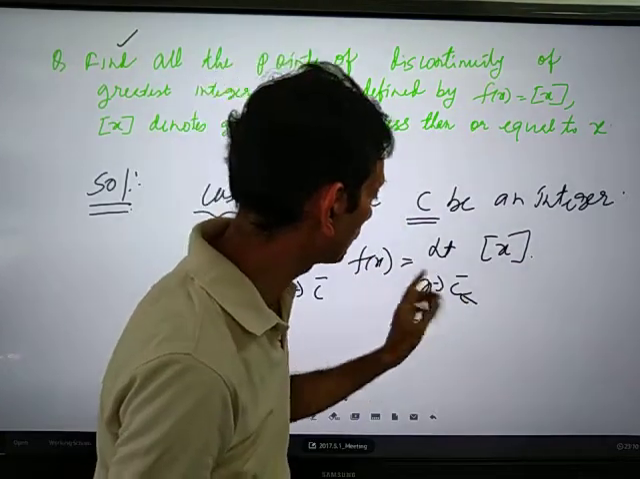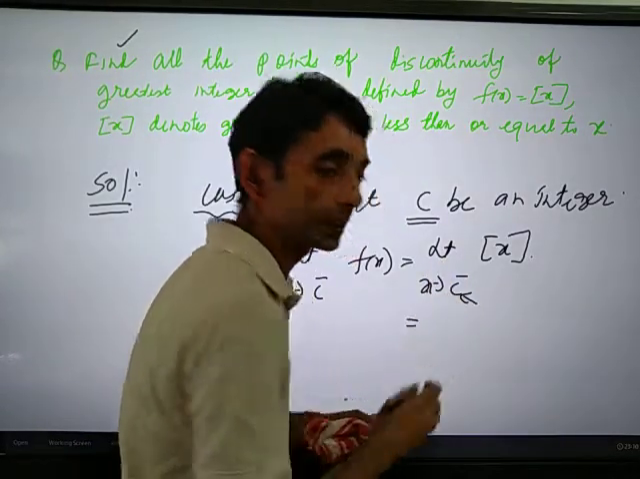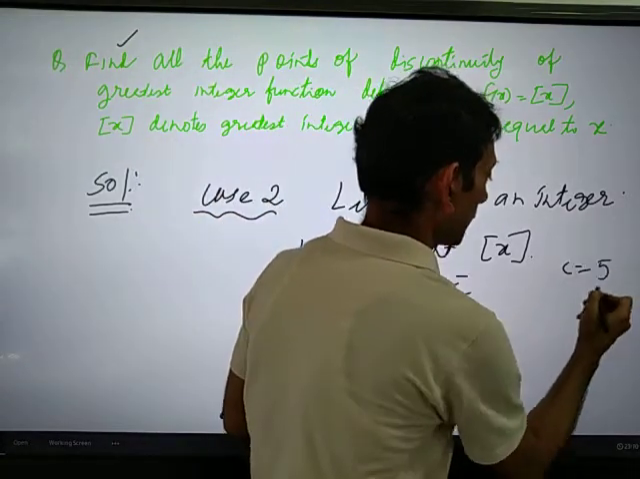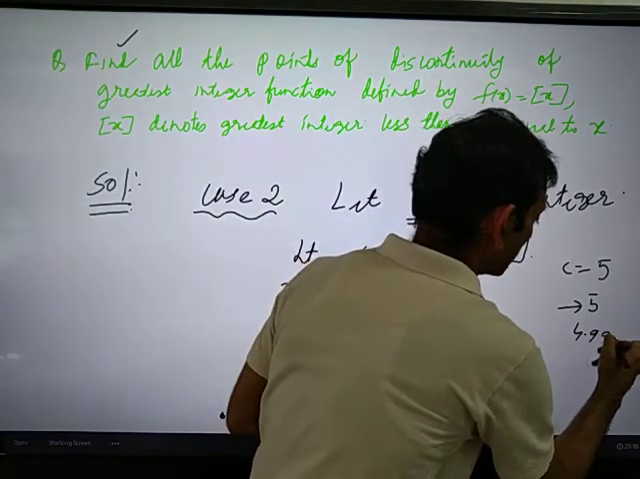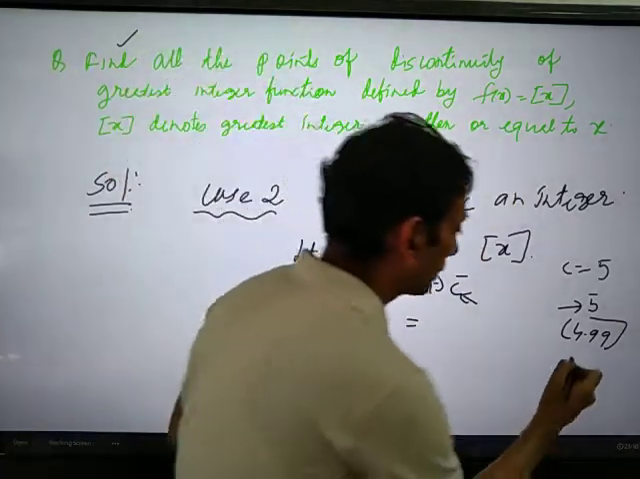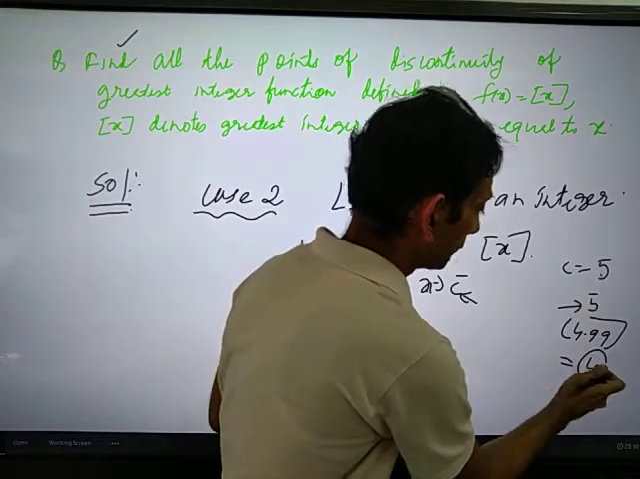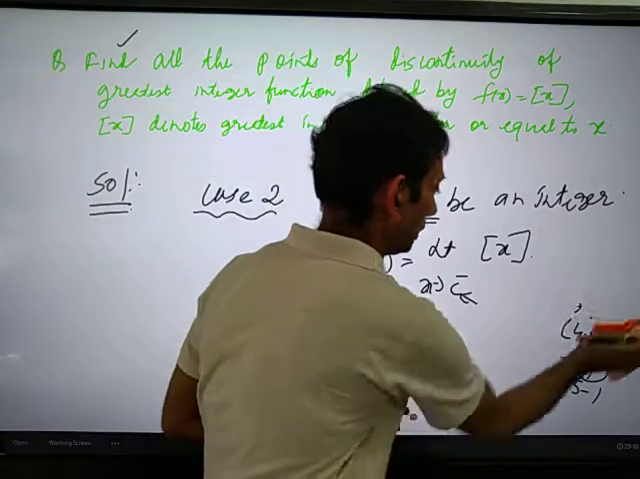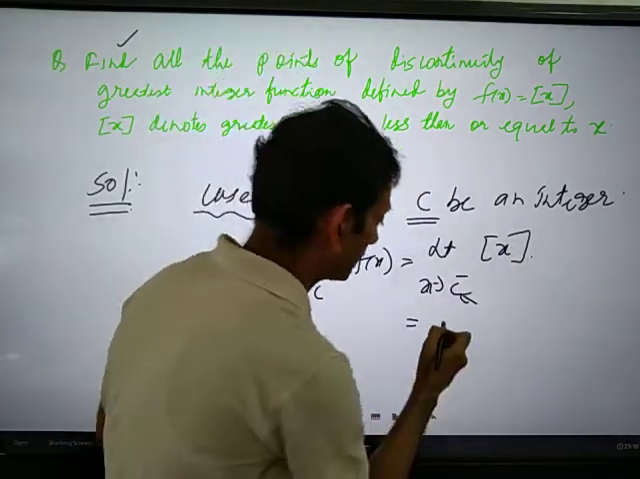If you approach c from the left-hand side, this value of x will be slightly less than the integer. Say for example, if you take c equal to 5 and approach 5 from the left-hand side, the value can be 4.99. Now what will be the greatest integer function of 4.99? It will be 4. Then how can this 4 be written in terms of 5? As 5 minus 1. So as x approaches c from the left, the greatest integer function of x will be c minus 1.